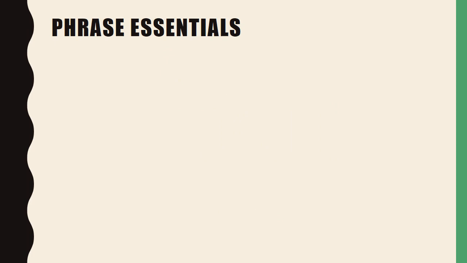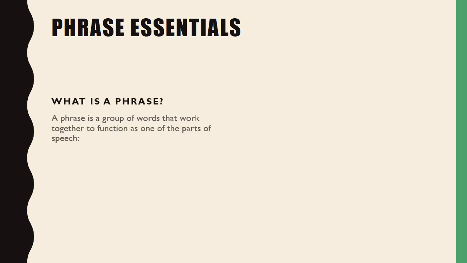First, let's talk about essentially what a phrase is. A phrase is a group of words that work together to function as one of the parts of speech. And we should know the parts of speech. This is very basic English stuff, but just to be sure, I'm going to go over it. The parts of speech are nouns, adjectives, verbs, adverbs, and prepositions. There are others, but let's just stick with those 5 for now.